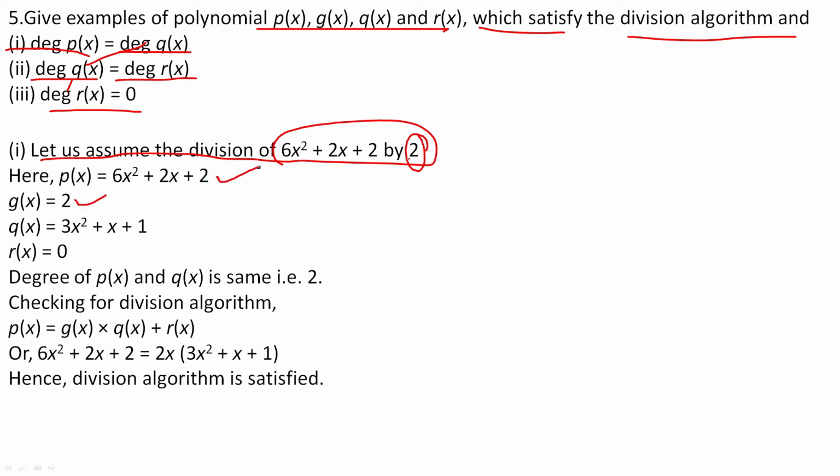First one is p of x. If you divide this, you will get the quotient 3x square plus x plus 1. You will get the remainder 0. So degree of p of x and q of x is the same, that is 2. Checking for division algorithm, you know p of x is equal to g of x into q of x plus remainder r of x. Applying this, you will get the value. Hence the division algorithm is satisfied.